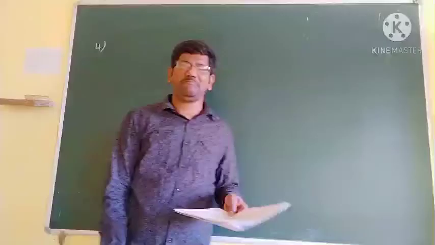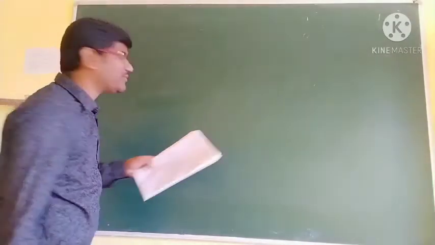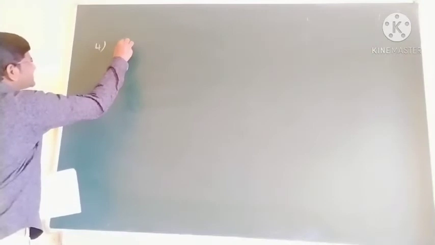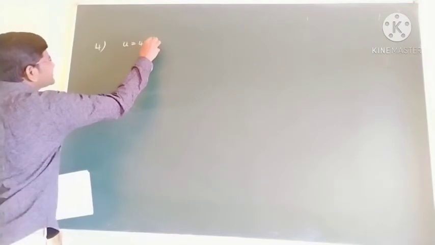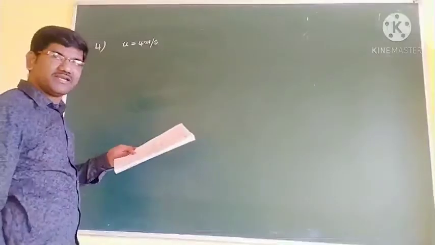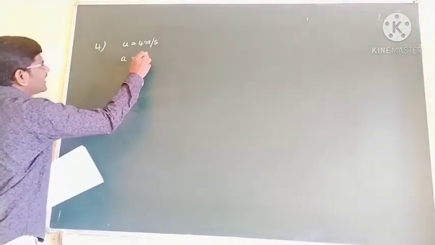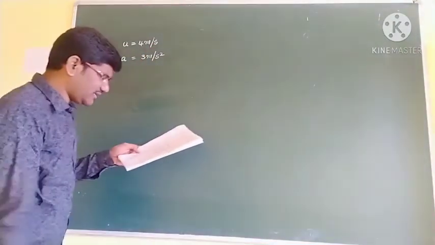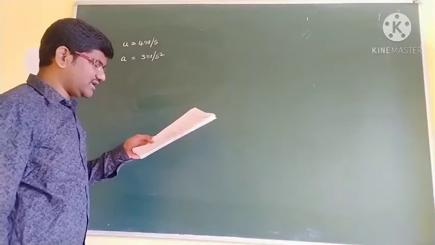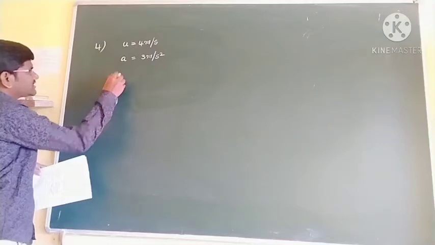Now, problem number 4, students. A cyclist moving with an initial velocity of 4 meters per second and uniformly accelerated at 3 meters per second square. Find the distance travelled by the cyclist. The question mark is distance.